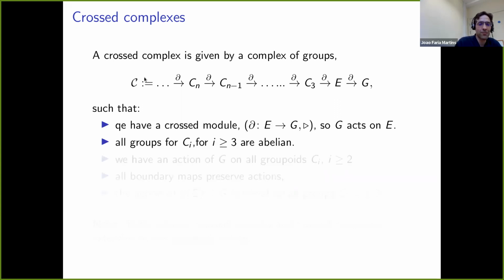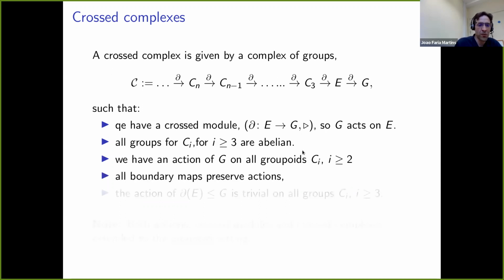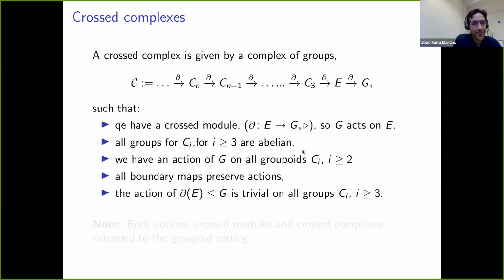Okay, and several properties must hold. For example, all of these groups C_i should be abelian. G must act on all the groups C_i. This should say groups, not groupoids. Boundary maps preserve action. Some other conditions must be satisfied.